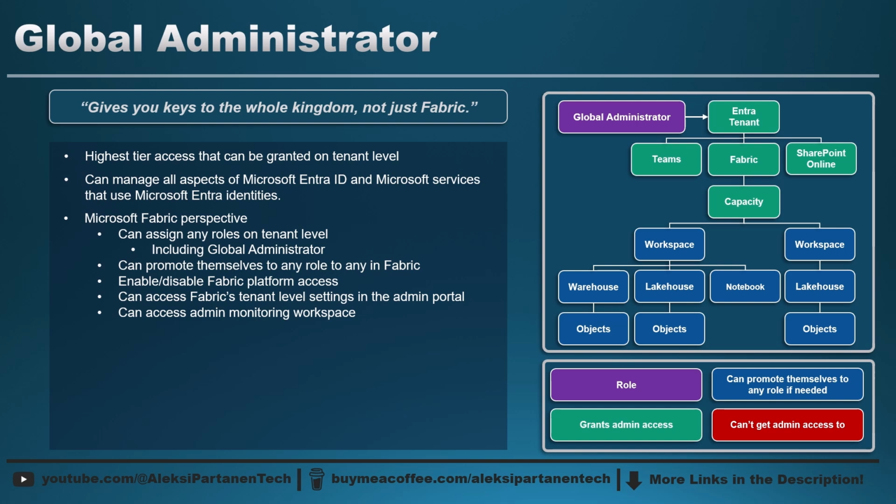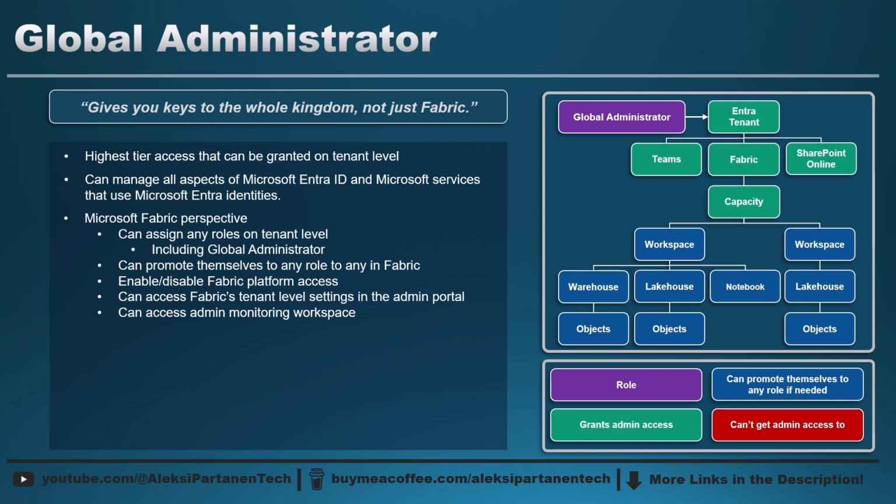A good thing to note here is that this role doesn't get automatic admin access to the workspace level, but can easily grant themselves that access if need be. They can enable or disable Microsoft Fabric for the entire organization. They can also access tenant-level Fabric settings and view activity through the admin monitoring workspace.